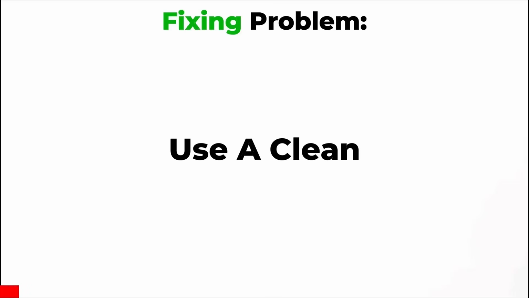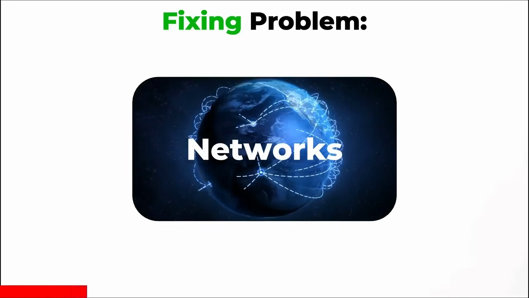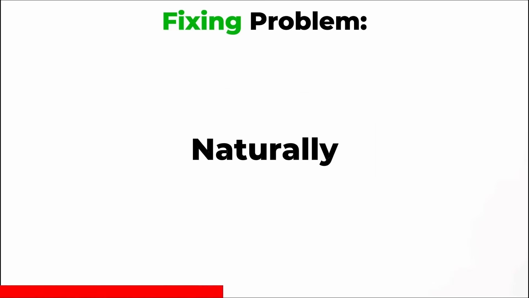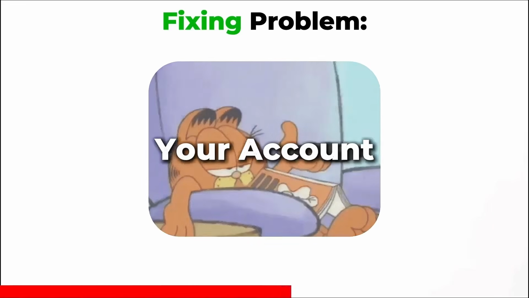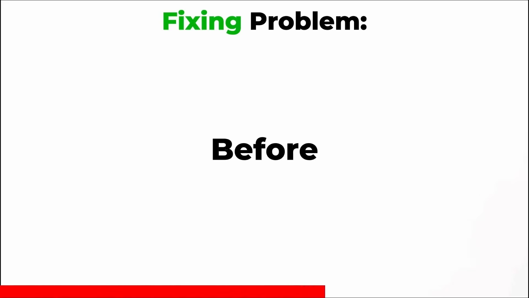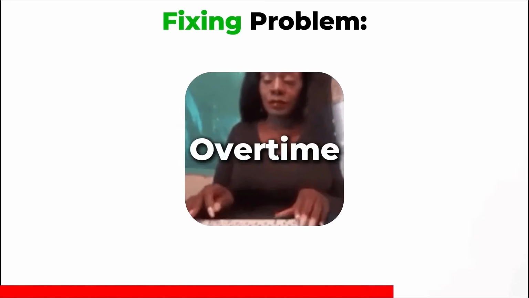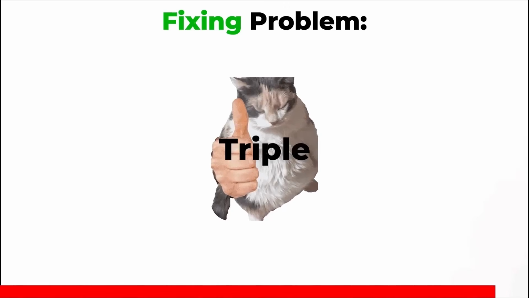1. Use a clean, trusted IP. Avoid random VPNs or flagged networks. Use a trusted VPN or try uploading from a different organic IP, mobile data or Wi-Fi. 2. Engage naturally. Watch and interact with other content from the account before posting. Warm up your account for 1 to 3 days before you start uploading. 3. Don't rush uploads. Let the account build credibility over time with proper activity. 1 short per day is great for starters. After 2 weeks or more, you can double or triple your uploads.